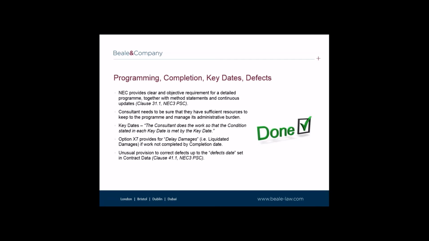The consultant also has continuing obligations to keep the programme up to date and submit regular updates of the programme to the employer for approval. The level of engagement with a programme required under the PSC is perhaps unusual for consultants' appointments, and a consultant must be sure to have adequate resources to manage the administrative burden of keeping the programme up to date, along with the necessary resource to keep up with the programme, of course.